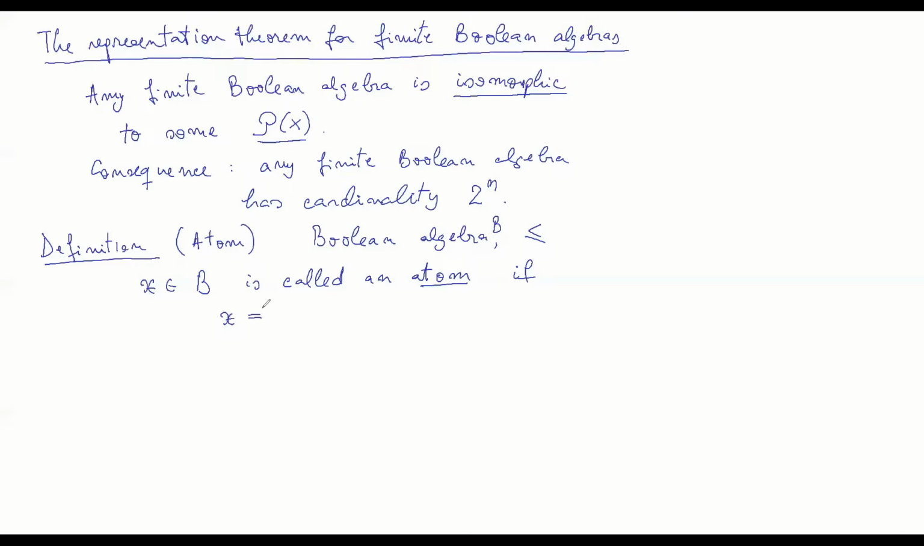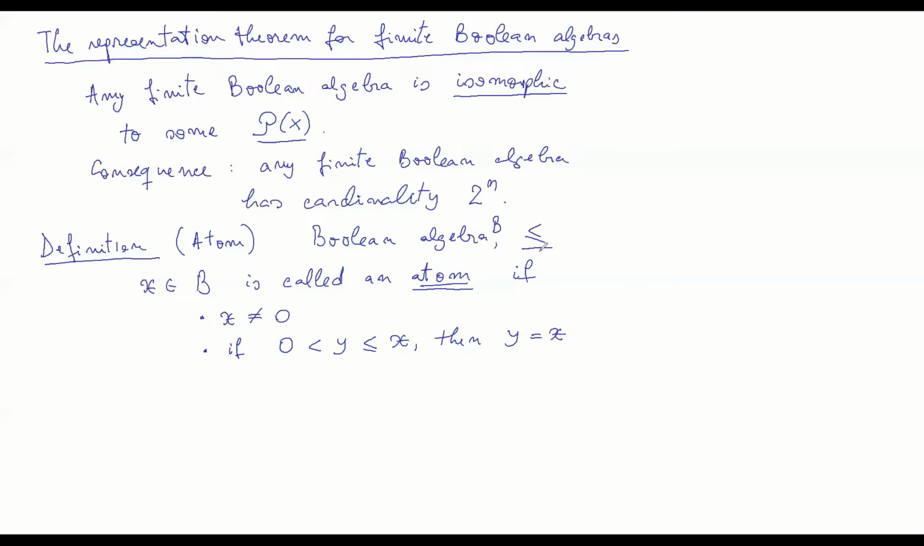first of all X has to be different than 0, and then second, if we have an element Y between 0 and X, then Y is X. So in other words, an atom is a non-zero element of your Boolean algebra such that there is no other element between 0 and X. And when I say between, I mean in the sense of the partial order we have defined in the previous lecture on Boolean algebras. So an atom is some sort of minimal non-zero element of your Boolean algebra. There is no other element between 0 and that element.